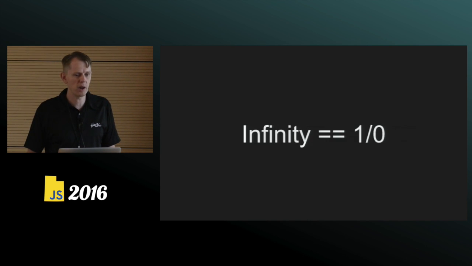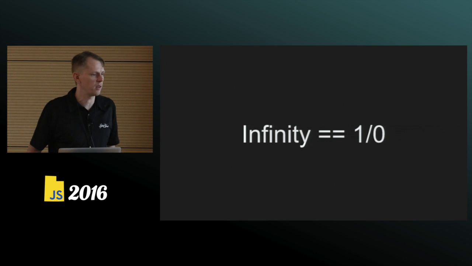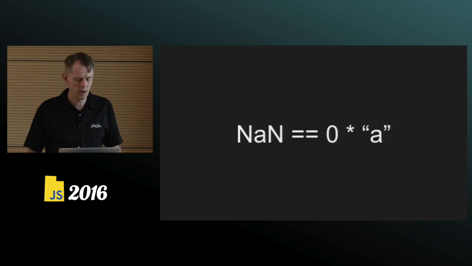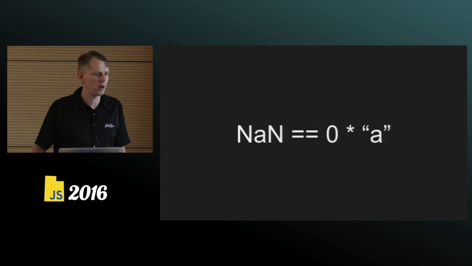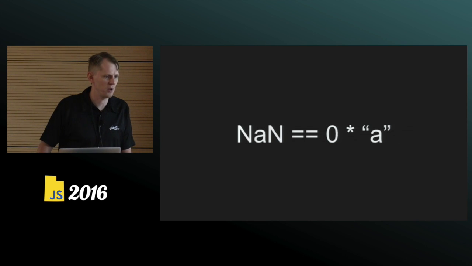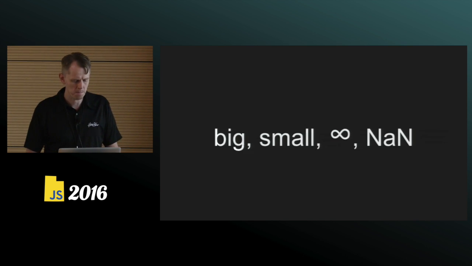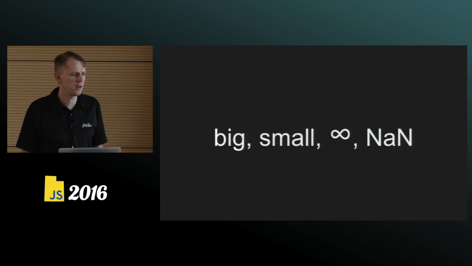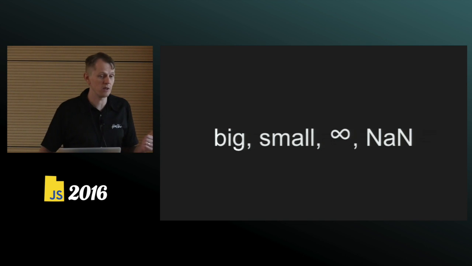Now, if you want to play around with infinity in JavaScript, you can use the Infinity keyword there. Or you can just take any positive number and divide it by 0, and that'll give you infinity. If you want to play around with NaN, you can use NaN. Or you can take a number and multiply it by a string, and that'll give you NaN, because that is not a number. So floating point numbers are versatile. They can represent really big numbers, really small numbers, infinity, also negative infinity, even though it's not up on the slide, and NaN.